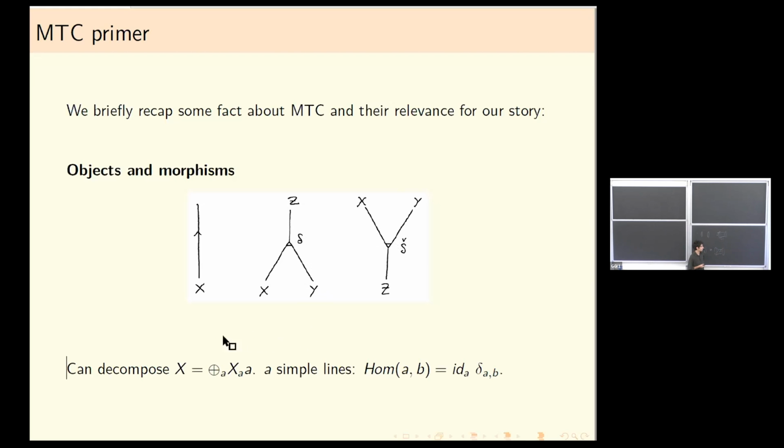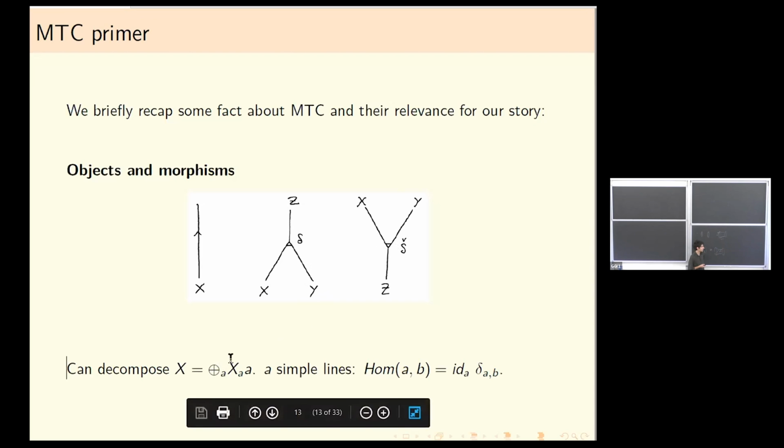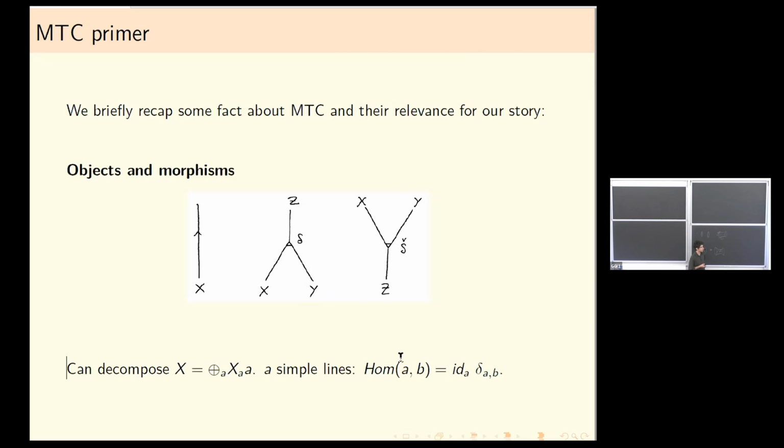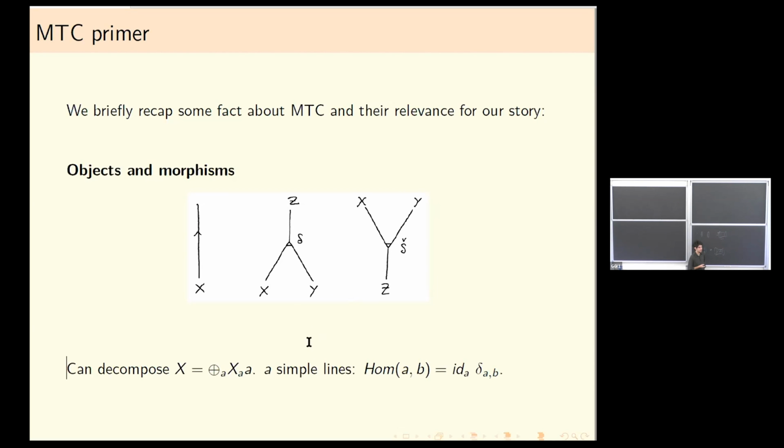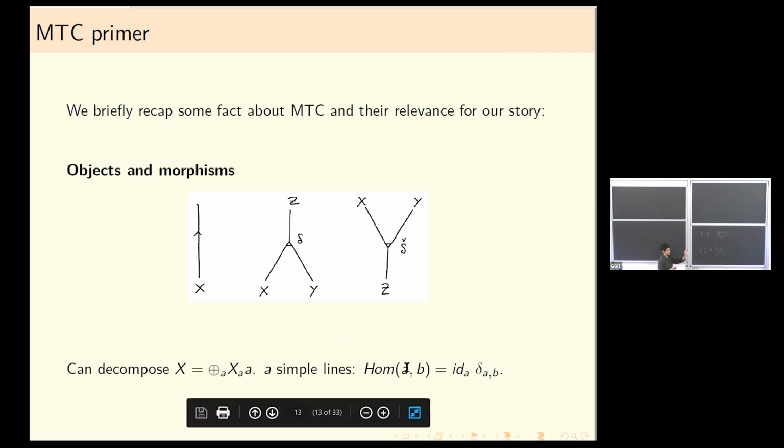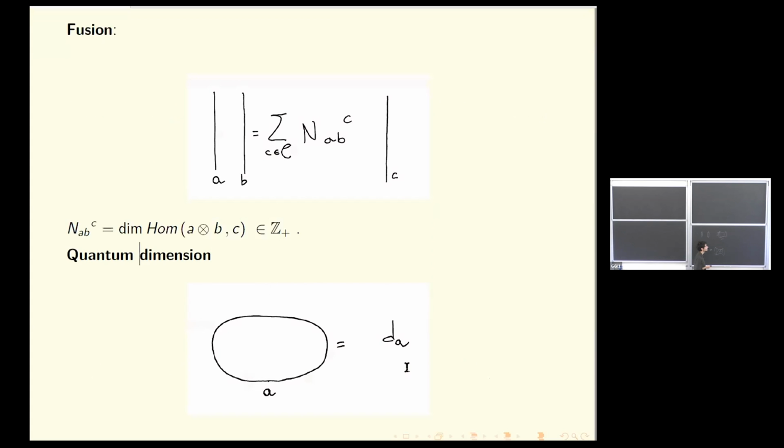It's useful to decompose lines into simple ones. Simple just means that if you try to make a map from one to the other, there is only the identity times the delta. So if you take a direct sum, you can always project on one component. So this is a map from the line to another. If you take the components, you get the simplest constituents. So A, B, and so on will be the simple lines, and X, Y, Z will be general lines.